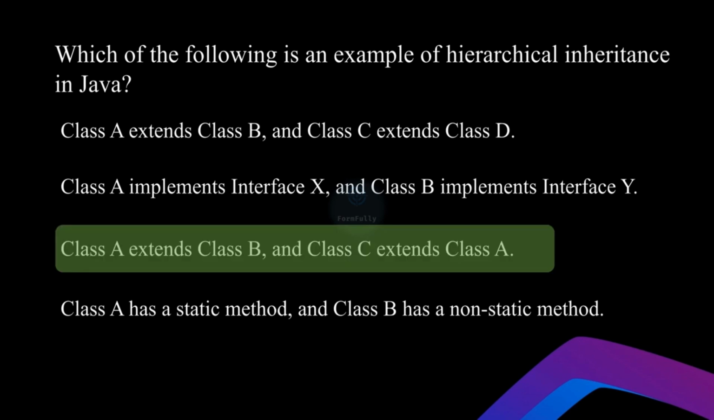Hierarchical inheritance in Java is when multiple subclasses extend a common superclass. Option A is incorrect because it describes multiple unrelated inheritance relationships. Option B is incorrect because it involves interface implementation, not hierarchical inheritance. Option D is incorrect, that is unrelated to inheritance and deals with static and non-static methods. So option C is correct.